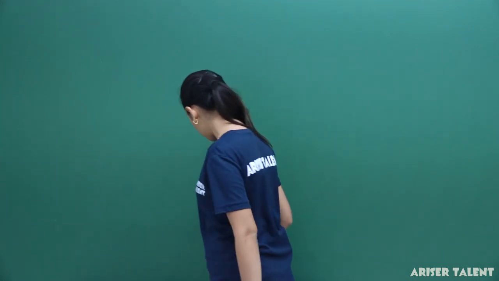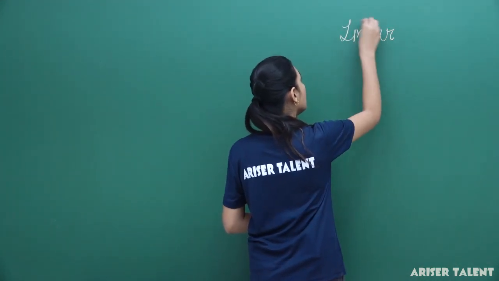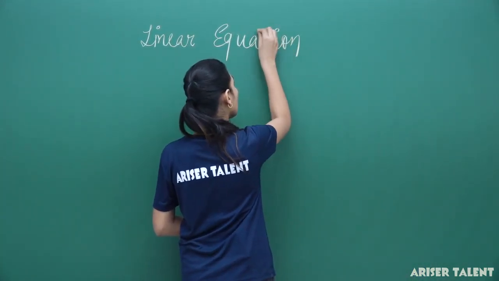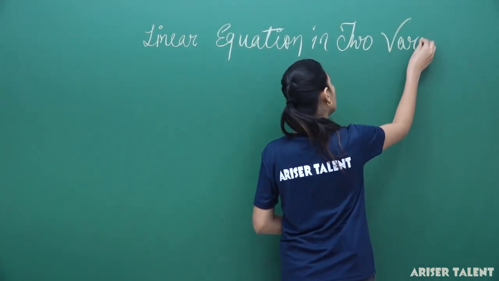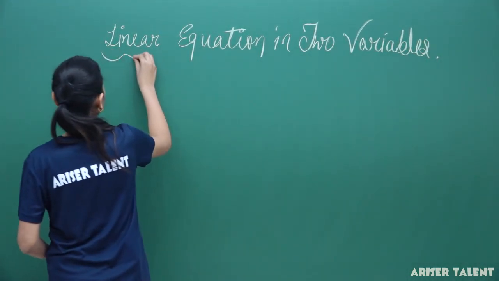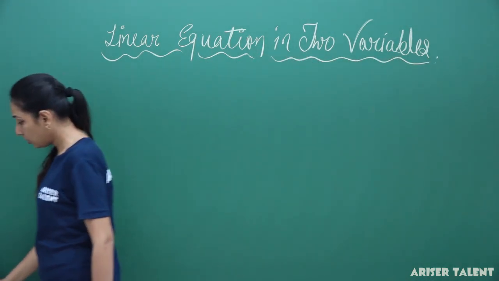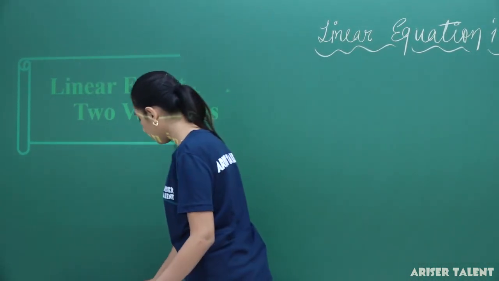Students, we are studying linear equation in two variable, right? What is the name of our chapter? Say it again. Linear equation, how many variables? Linear equation in two variables, okay? I've told you about some theory of this chapter, but now it is time that we should do some practice questions on the theory that we have studied. So this is our chapter's name, linear equation in two variables.